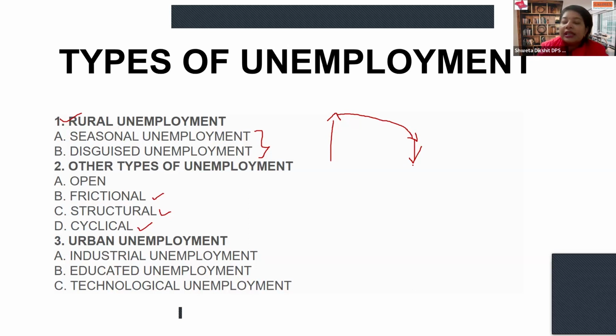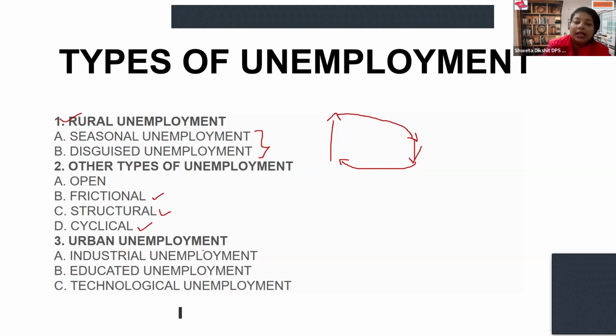When this depression is there, every economy tries to cure it. And this is known as cyclical unemployment. That means in a cycle of economic conditions, right from boom to recession to depression and recovery, people sometimes gain a job, they tend to lose their job, then they regain the job. So this is known as cyclical unemployment.